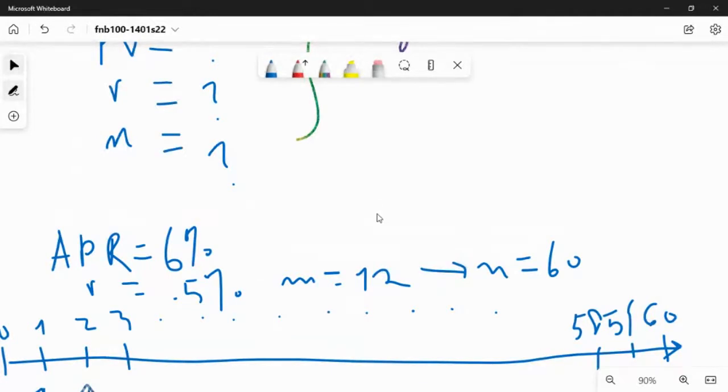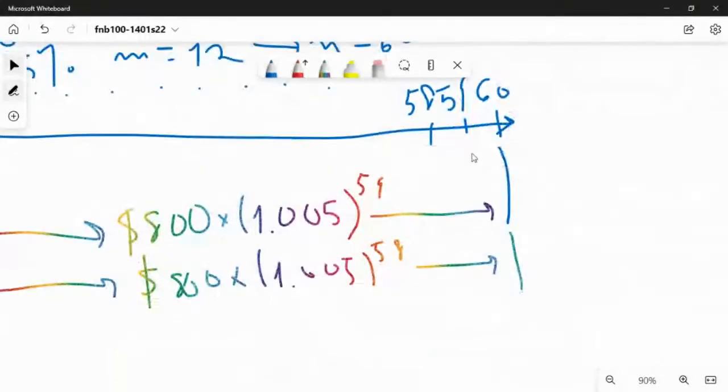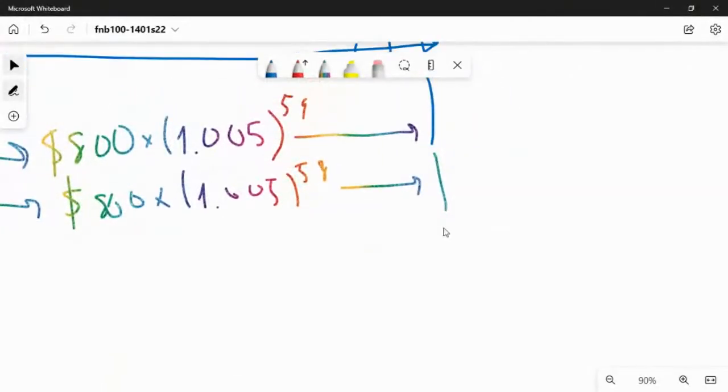Yes, but we know basically at the end we will have the future value. We will have the future value of all of this.